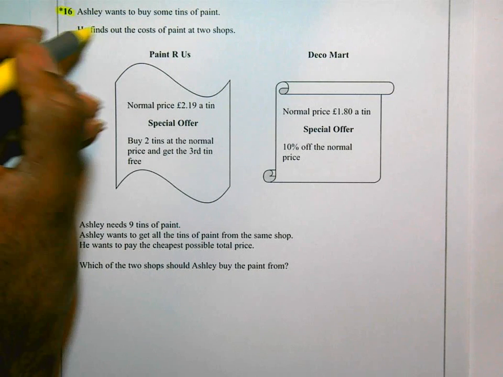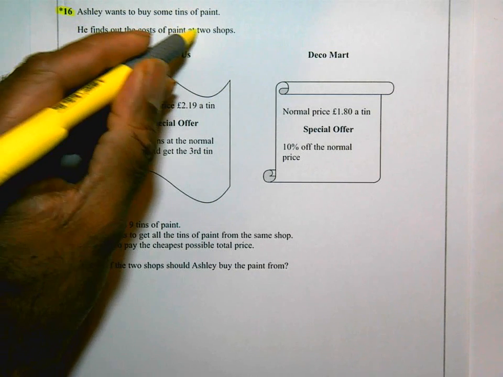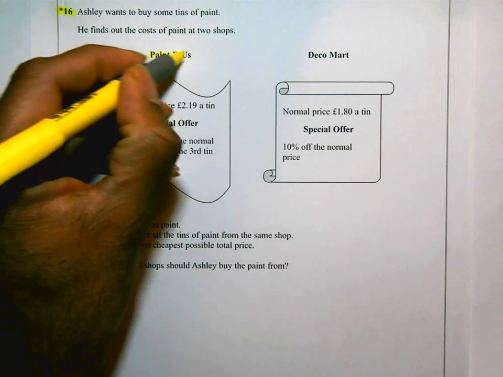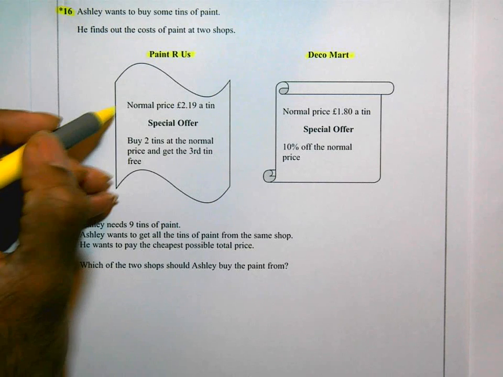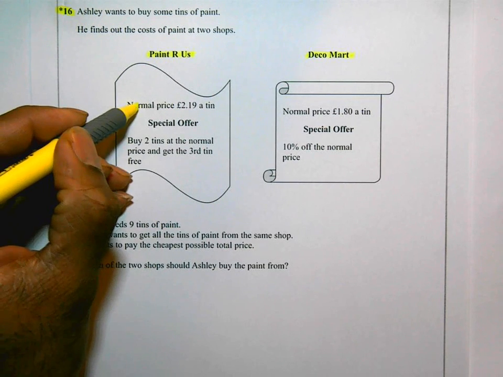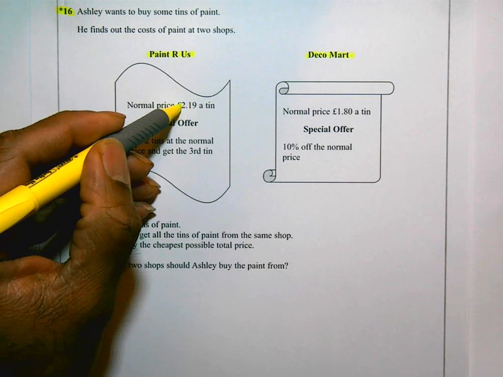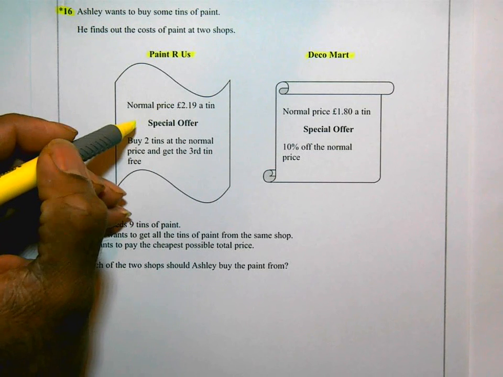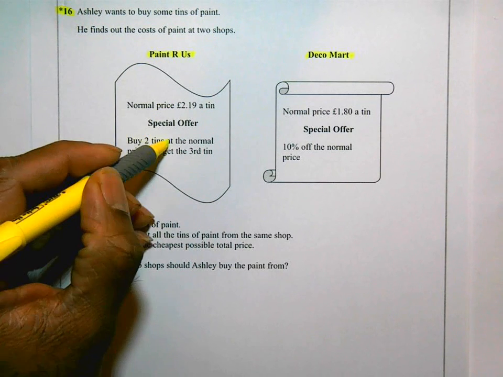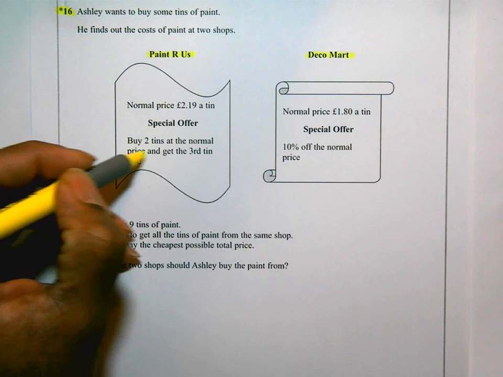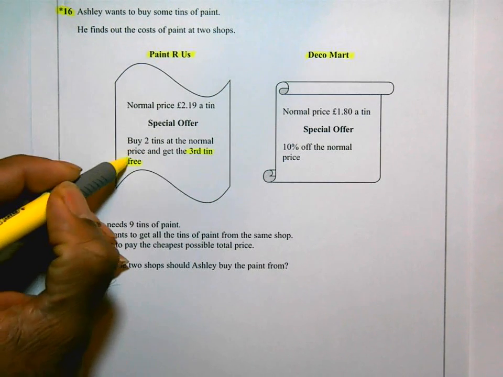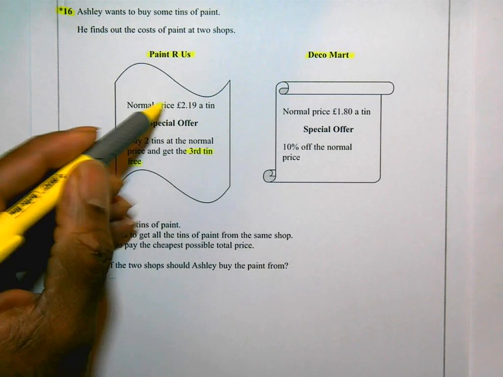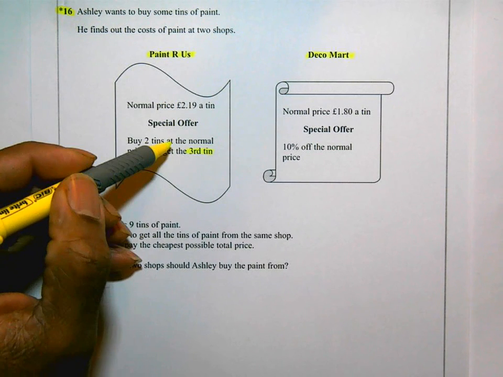He finds out the cost of paint at two shops. So here are the two shops, Paint R Us and Deco Mart. At this shop, the normal price is £2.19 a tin, but there's a special offer. Buy 2 tins at the normal price and get the third tin free. So you get 3 tins for 2 lots of £2.19.